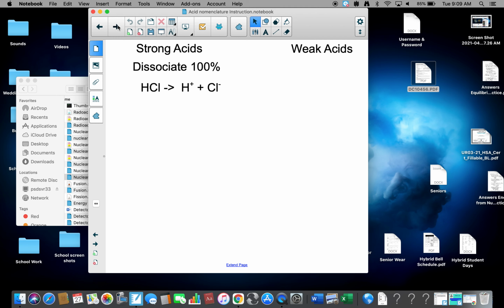Now, a weak acid goes through equilibrium. So like chlorous acid, which is a weak acid, we're going to have both hydrogen ion, chlorite ion, and the acid at the end of the day, whereas a strong acid like hydrochloric acid is 100% dissociated. We have no acid at the end, just the ions there.